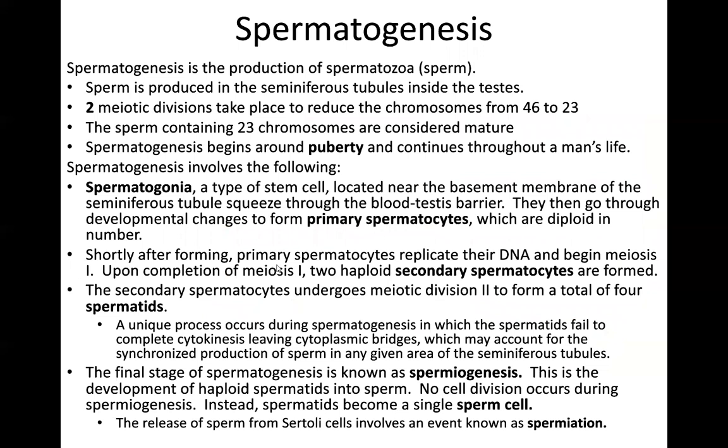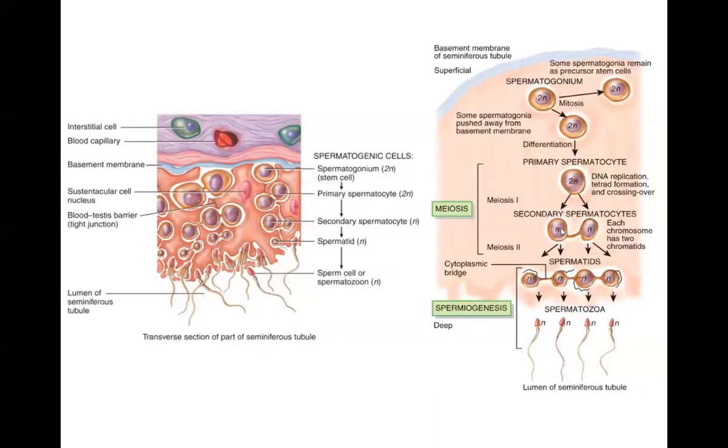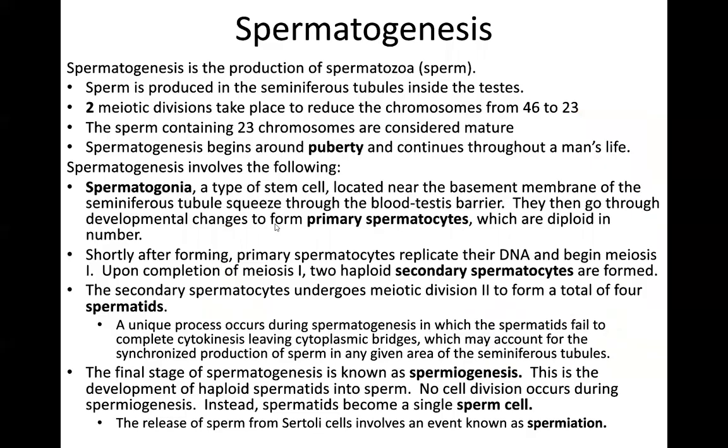Shortly after forming, those primary spermatocytes replicate their DNA and begin meiosis 1. And upon completion of that, 2 haploid secondary spermatocytes are formed. So we had 1 cell that was diploid. Now we've got 2 that are haploid, meaning that they now only have 23 chromosomes. And we see that in both pictures, left and right sides of the page, here on the next page.